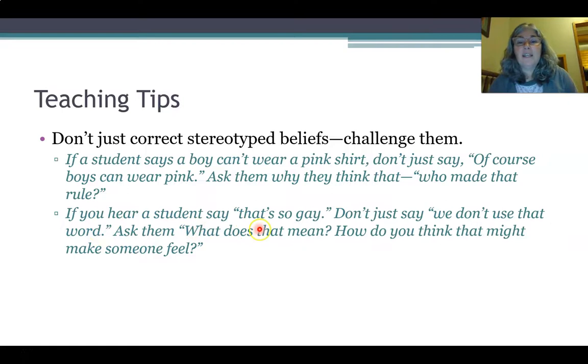If you hear students say that's so gay, don't just say, we don't use that word, or don't talk like that. Ask them, what does that word mean? How do you think that might make someone feel? You know, really get them to think about it. The point is to help them with perspective taking, to help them think about their assumptions they might have, and also the effect of their words on others.